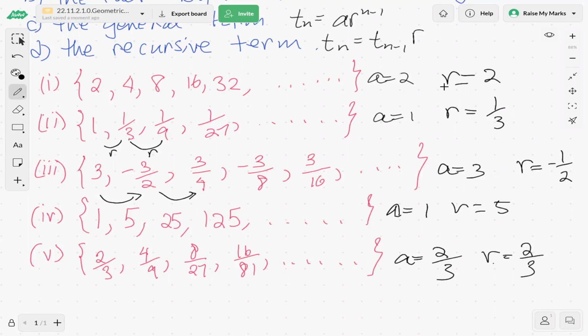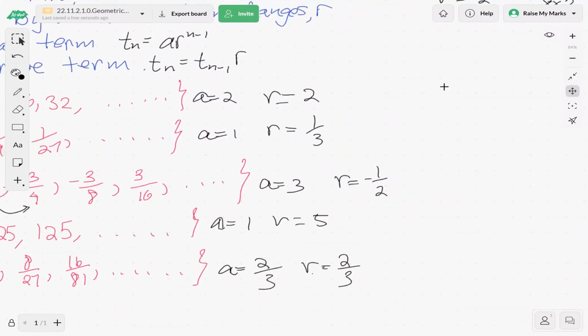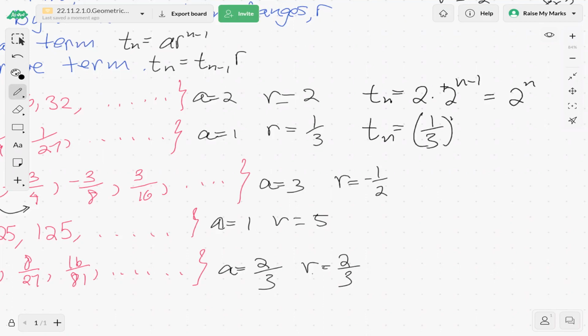Okay, so we have all this information. Now let's write out our general term. So our first sequence, our general term is a times r to the power n minus 1, or in this case, 2 to the power n, just adding our exponents because we have the same base. All right. Second sequence, Tn equals a, which is 1, times our r value, 1/3, to the power n minus 1.